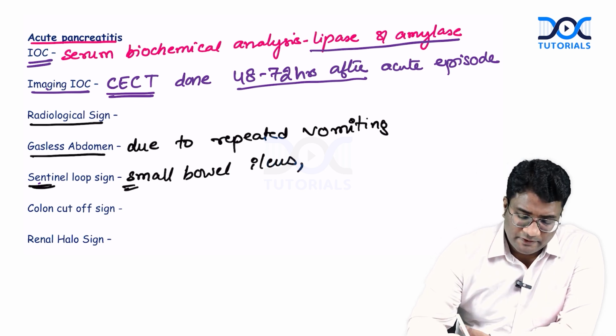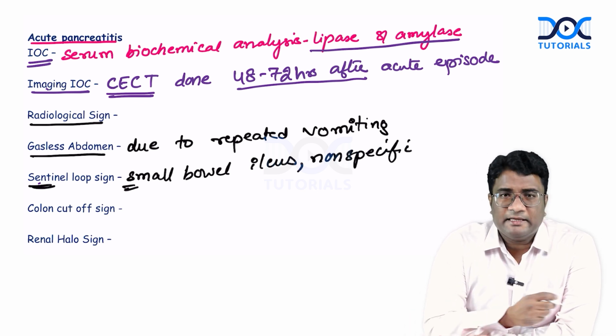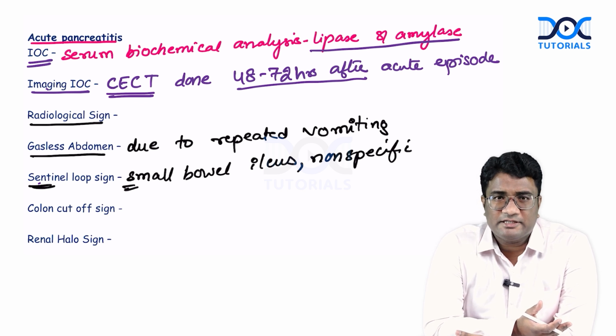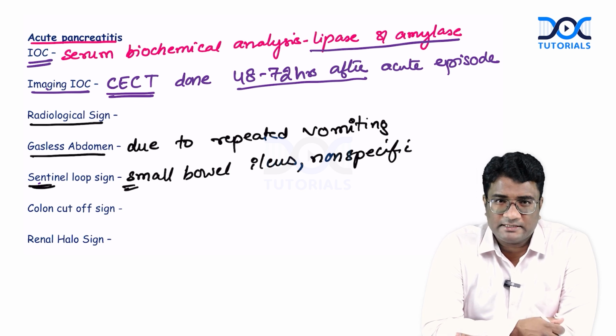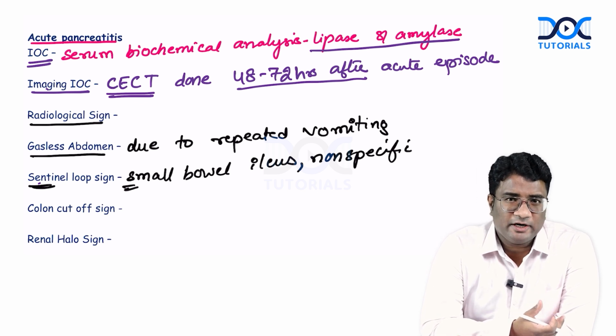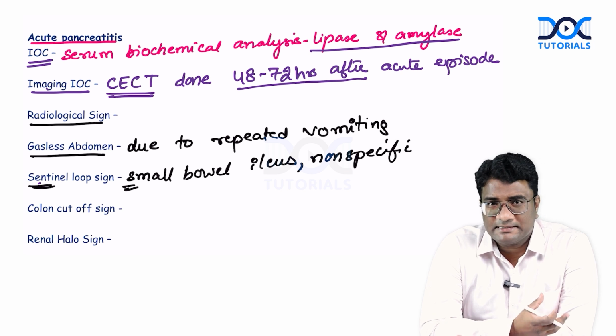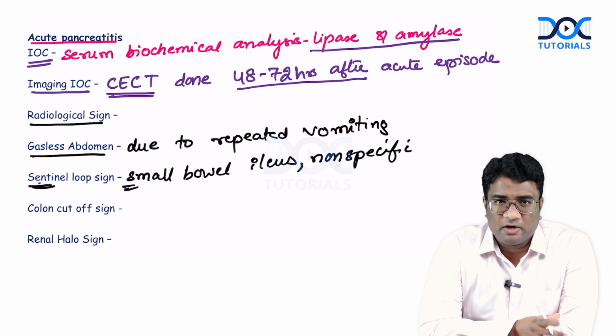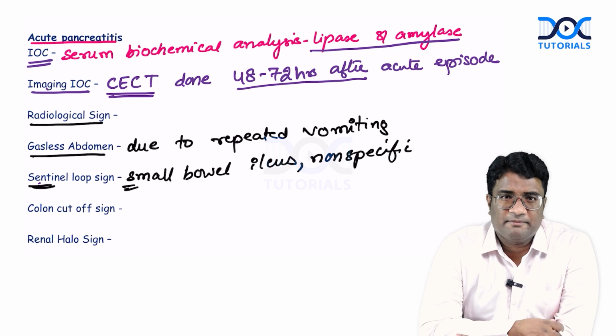It is a non-specific finding. It can be seen in the right iliac fossa if there is adjacent appendicitis. It can be seen in the left iliac fossa if there is adjacent diverticulitis. So, the small bowel ileus adjacent to the area of inflammation is called the sentinel loop sign.